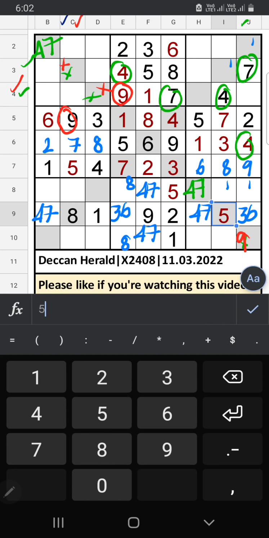Column C and 3rd row, we have 8. So 8 can't come in these cells. Then 8 is confirmed here. In this diagonal, only one number is remaining, 2. 2 is confirmed here.